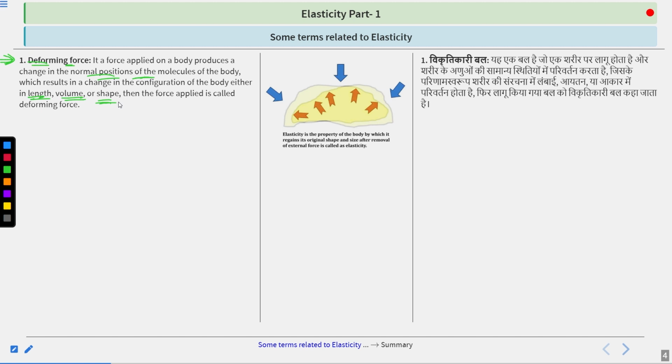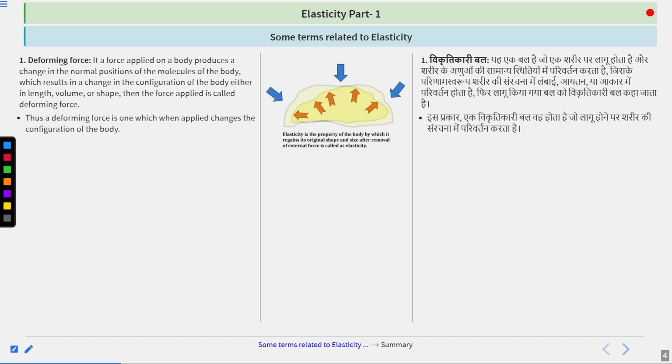So that crushing force through your hand which you applied on the ball is known as the deforming force. Any force applied on an object through which the arrangement of the normal molecule position gets changed, so that the configuration of the body changes either in length, volume or shape, is known as the deforming force. Got it?